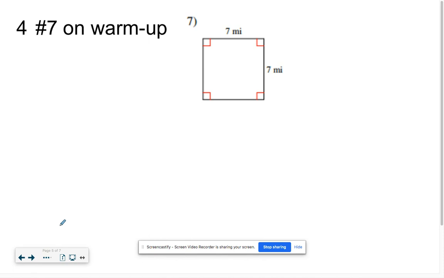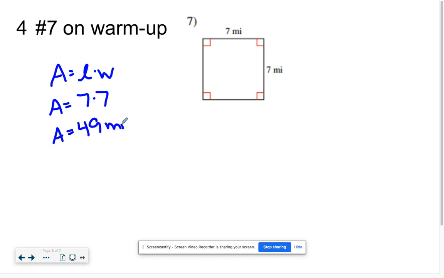All right, for number 4, we have a square. When you have a square, you should use the same formula as you use for a triangle, except every time you have a square, your length and your width need to be exactly the same. All sides are equal. So that one should give us 49 miles squared.